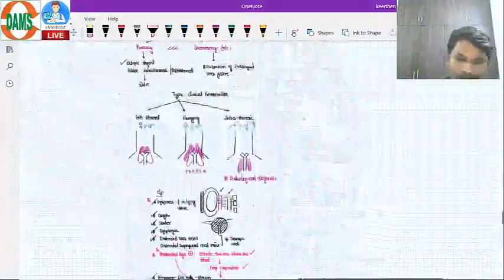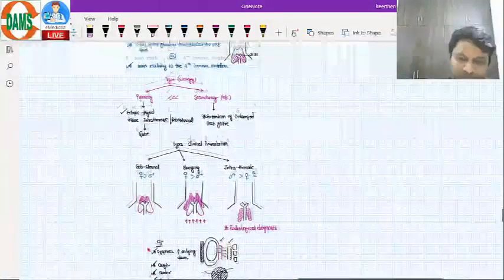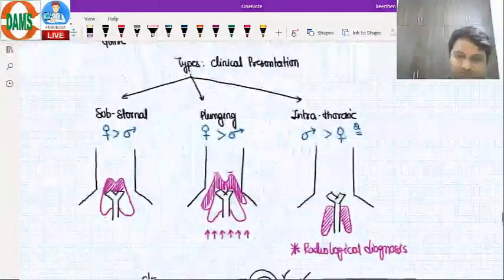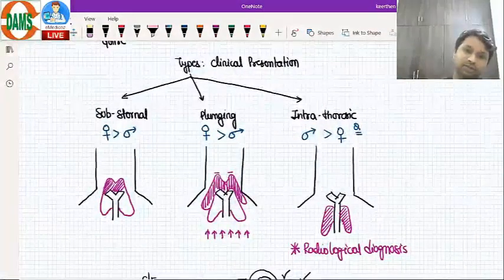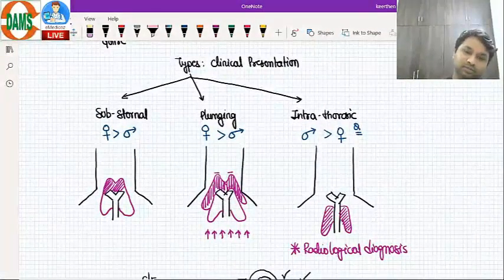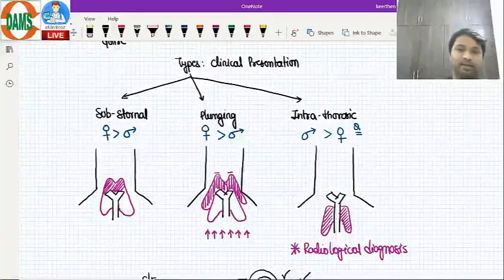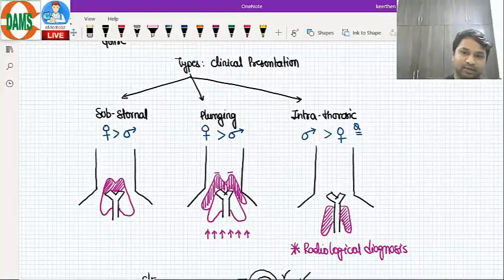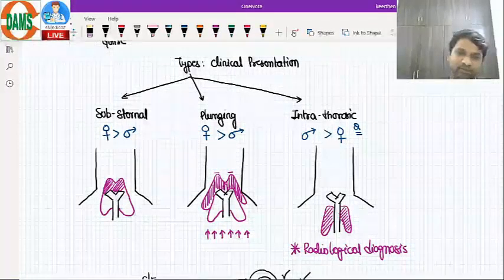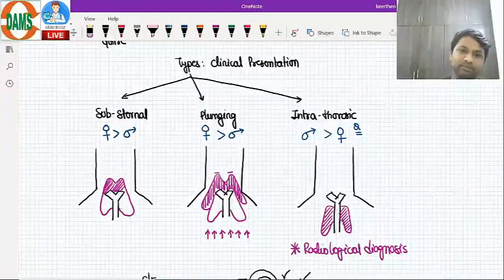Types of goiter. I think you mean this one. Okay guys, we'll start a thread in the Facebook group only. This is not happening, not working also. Alright.